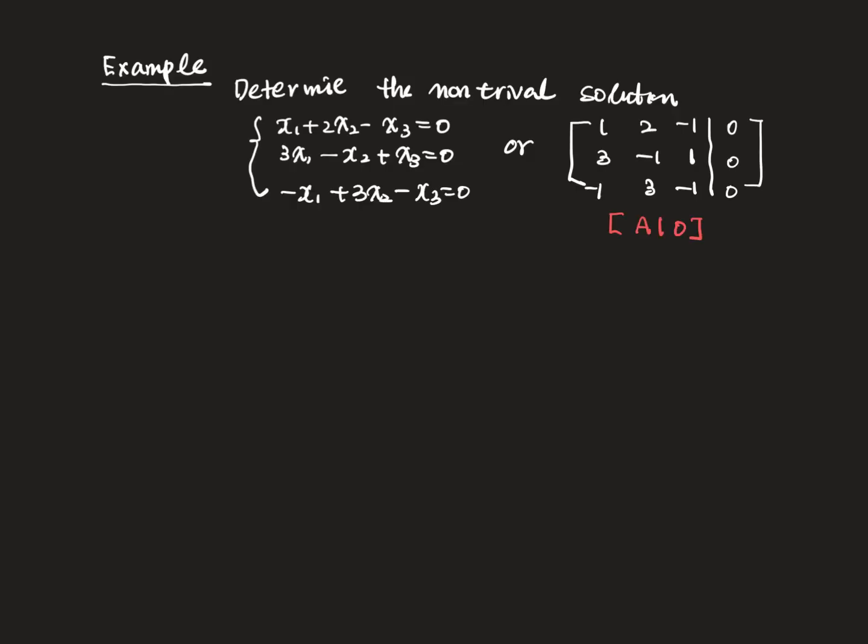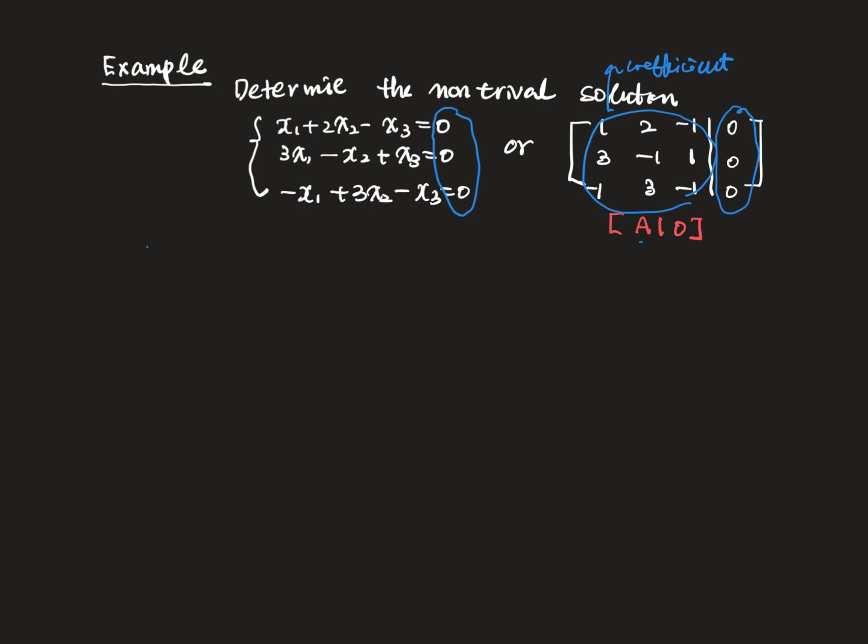Let's have one more example of a non-trivial solution to a homogeneous system of equations, guys. This one is a homogeneous system of equations. How do you know? Look at the constant matrix, it is 0. This is the coefficient matrix, guys. So we know this is a homogeneous system. Let's find the non-trivial solution of this, okay?